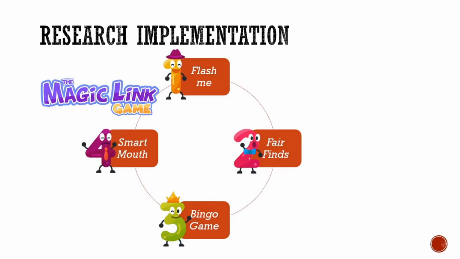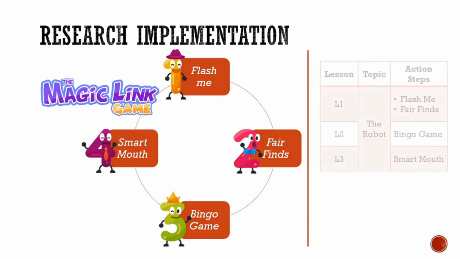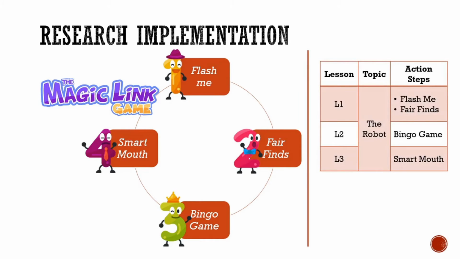So this is the Magic Link game, and it comprises 4 linking steps to reinforce the memory of the pupils. The first step is Flash Me, second is Fair Finds, third is the Bingo Game, and the last step is Smart Mouth. And this intervention took about 3 lessons in 3 weeks' time.